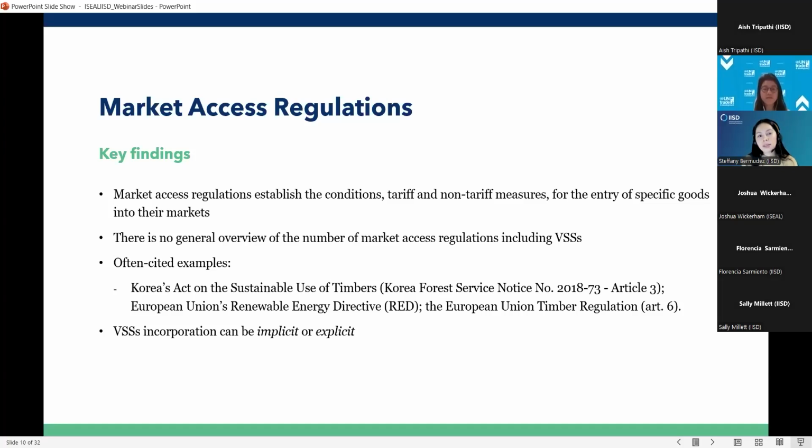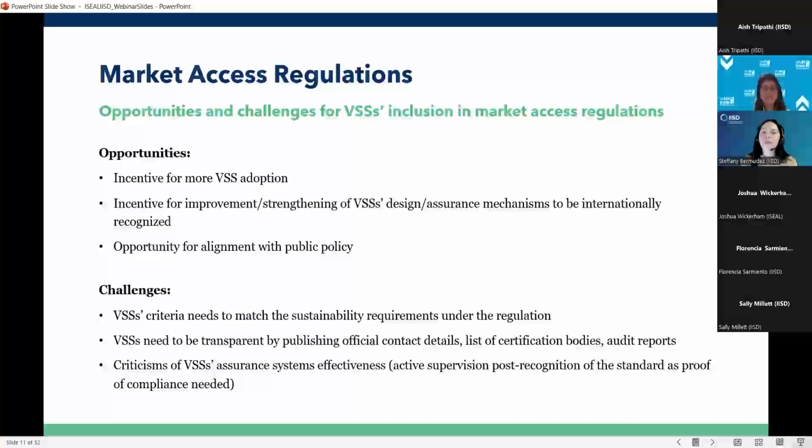Some opportunities and challenges of this integration, next slide please, include, of course, the incentive for more VSS adoption and the potential improvement in their design and assurance mechanisms that can lead to greater recognition and potential alignment with public policy. Some challenges include aligning standard criteria with the regulatory sustainability requirements, which might be complex and time-consuming, but this requires close coordination between governments and standard-setting bodies by, for instance, developing information sharing mechanisms or audit report review, and the government's oversight or monitoring on the procedures and practices implemented by VSS after their recognition as proof of compliance, to ensure that they are still aligned with the intended objectives of their inclusion.